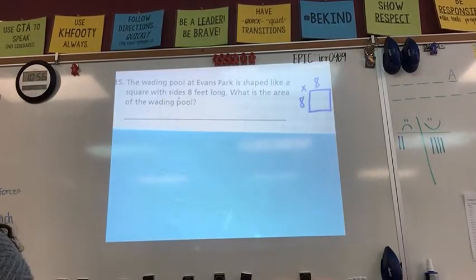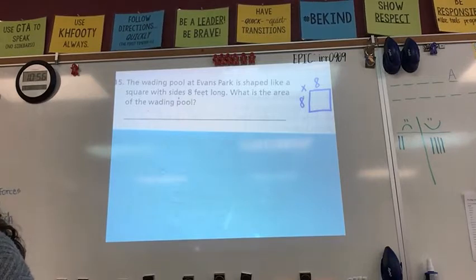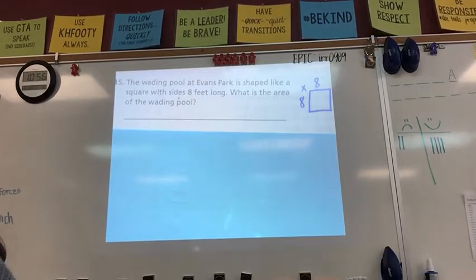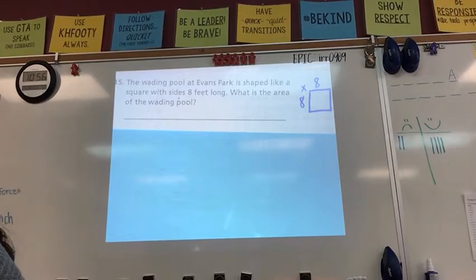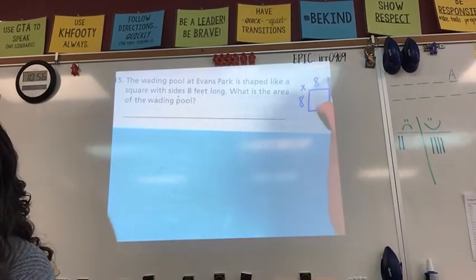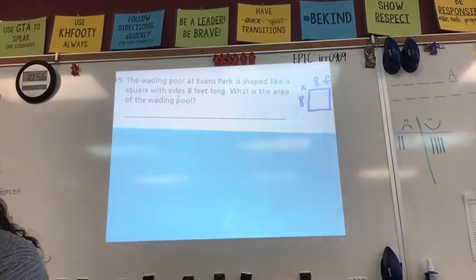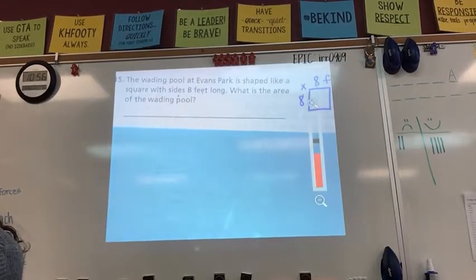What unit are we measuring in? Do you have it labeled 8 by 8? Is it inches? Is it centimeters? Is it feet? Is it yards? Miles? Feet. So I'm going to put 8 by 8 feet. It reminds me that that's what I need in my label.